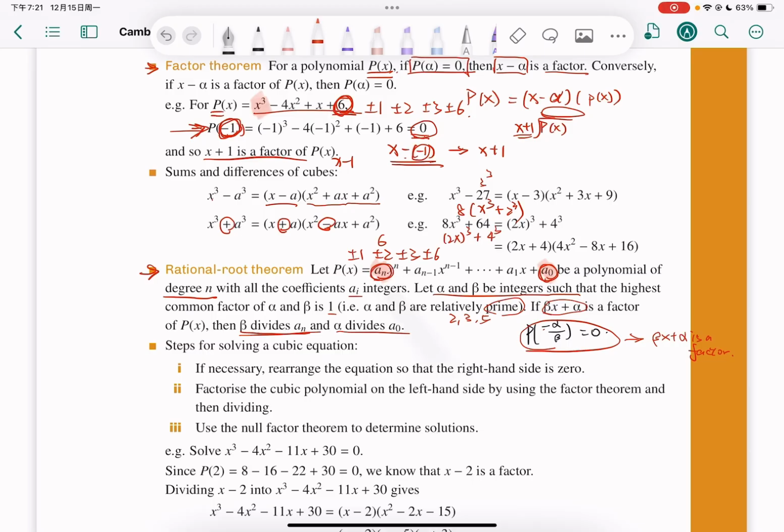And that's how we try this negative alpha divided by beta, and see if the p of this is 0. If it is, then this one is a factor of the polynomial. Okay.